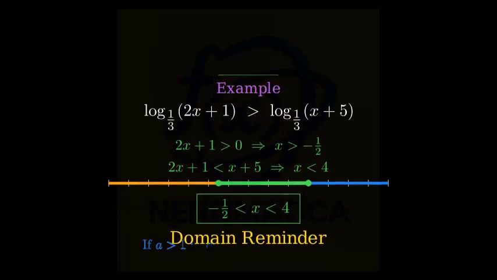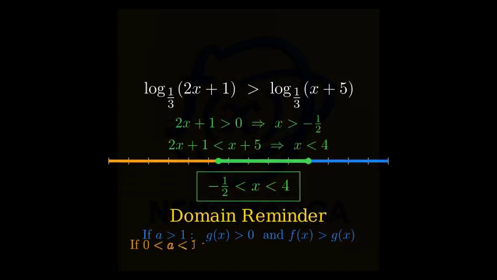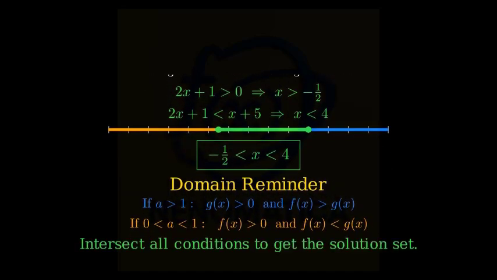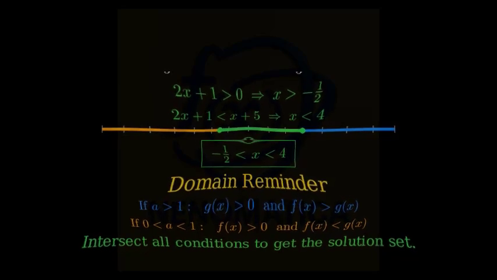Important reminder: when we remove the logarithms and turn the problem into a system of inequalities, we must include the domain conditions. If a is greater than 1, we require the right argument to be positive. If the base is between 0 and 1, we require the left argument to be positive. In both cases, the comparison step already guarantees the other argument is positive. Finally, we intersect all conditions to obtain the solution set.